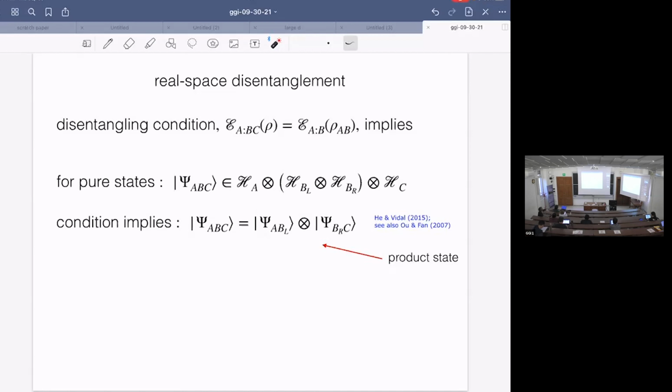All right. So for a pure state, if our state is an element in a Hilbert space where this intermediate region B factorizes, then the disentangling condition, comparing the entanglement of A with BC and A with B, when that condition holds, pure states are products. All right, so there's no entanglement between A B left and B right C.